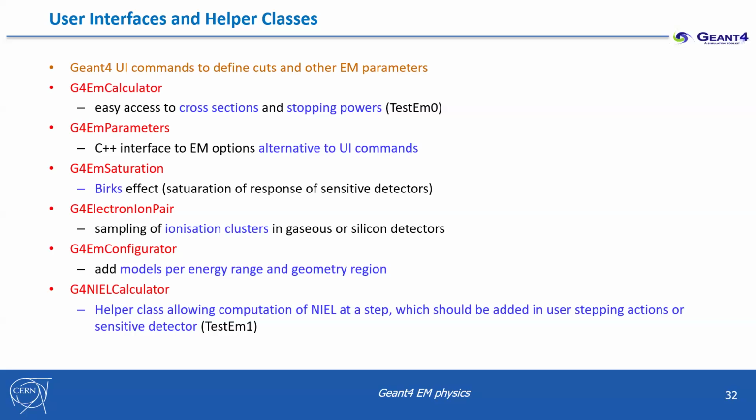EM configurator is used to configure models per region. And there is also the so-called NIL calculator. It is a class which helps to compute non-ionizing energy loss. It is needed when you study radiation damage due to electromagnetic or nuclear processes for your electronic devices, for example. And to compute this, you may use the NIL calculator again in your user actions.